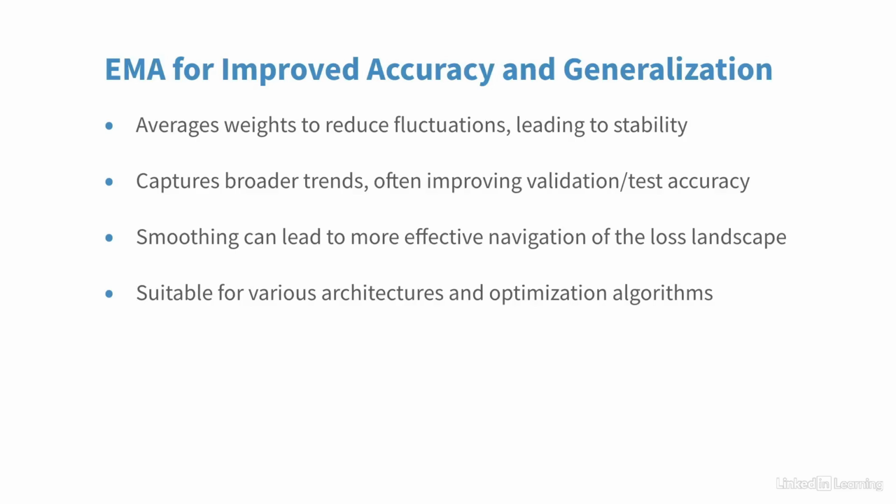EMA is an excellent training trick to use if you're noticing that during training, your model's loss is fluctuating wildly. It'll help smooth out the loss and lead to a more stable training process and a model that is able to generalize better.